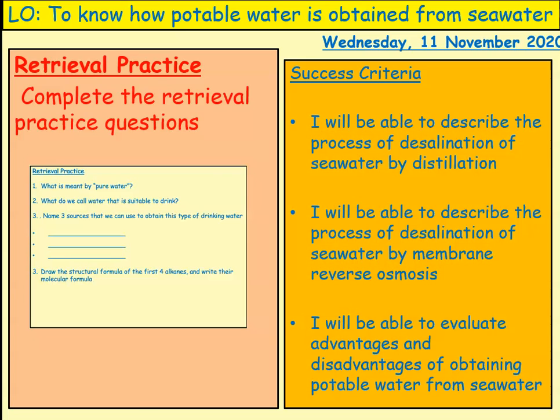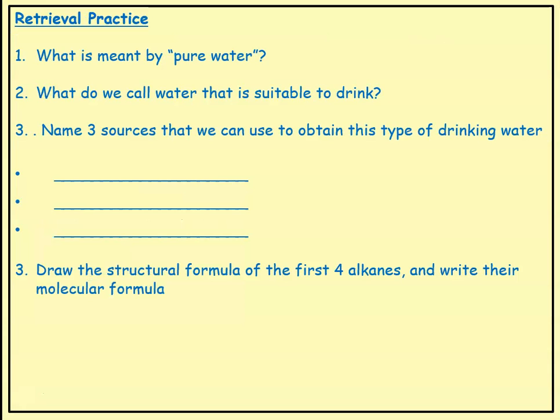I'm going to be taking you through this chemistry lesson to know how potable water is obtained from seawater. We have 3 success criteria for this lesson: to be able to describe the process of desalination of seawater by distillation, to describe the process of desalination by reverse osmosis, and evaluate advantages and disadvantages of obtaining potable water from seawater.